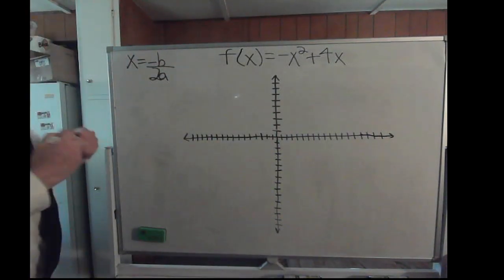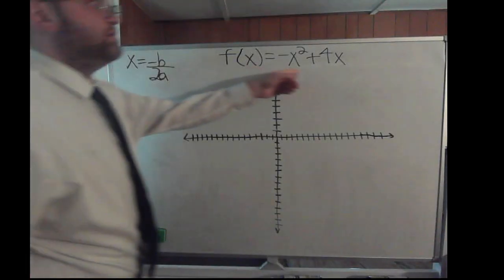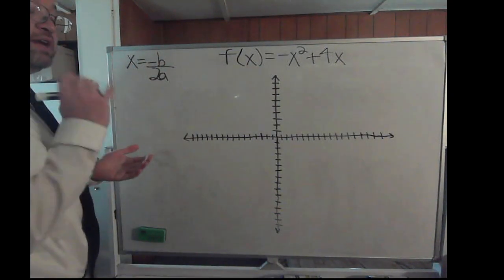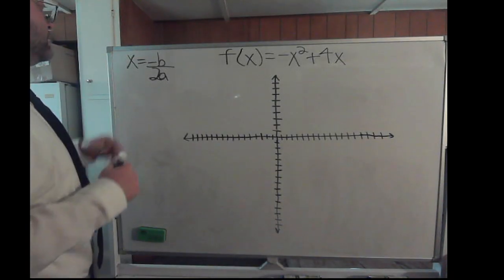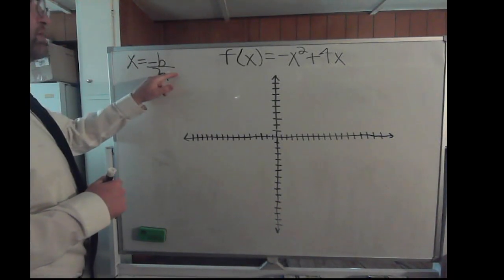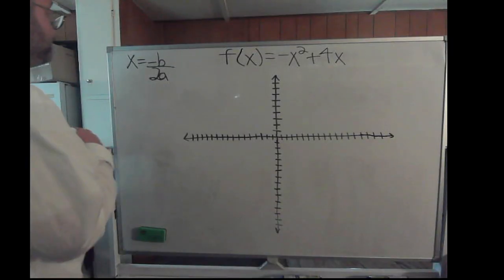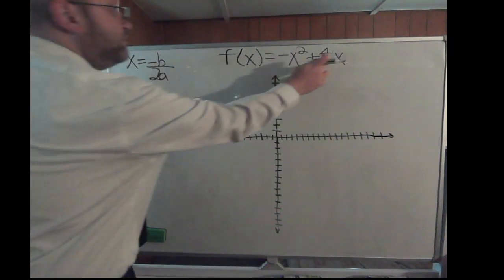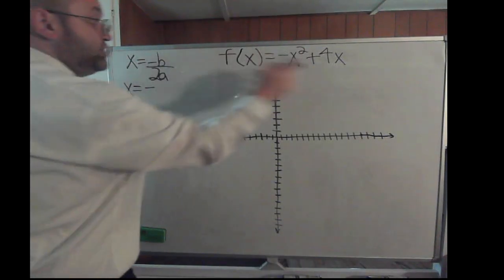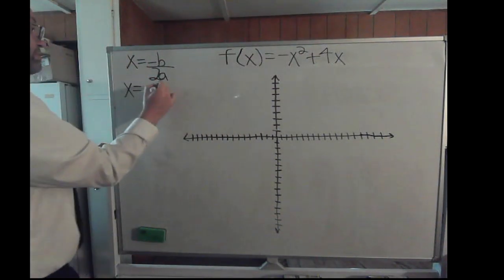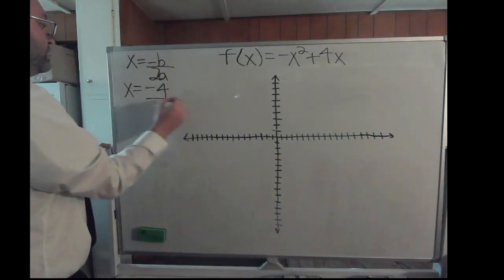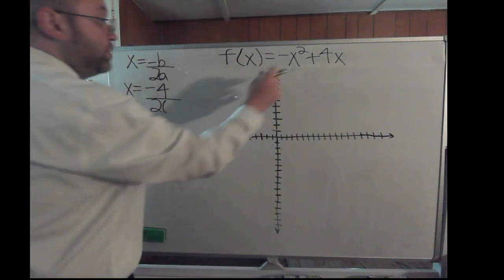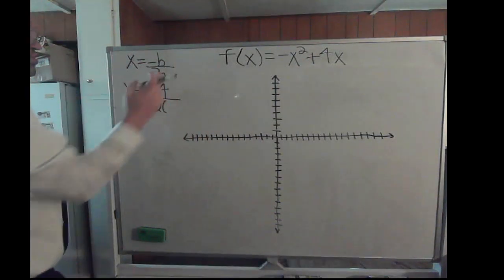So for this particular function, f of x equals negative x squared plus 4x, let's find the coordinate of the vertex. We have x equals negative b over 2a. So in this case, you'll have x equals negative 4, because b is your coefficient of the x to the first term, that'd be negative 4 over 2 times the coefficient of your x to the second term, which is your a.